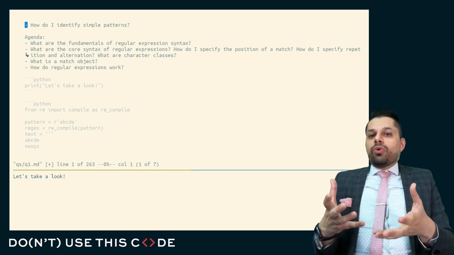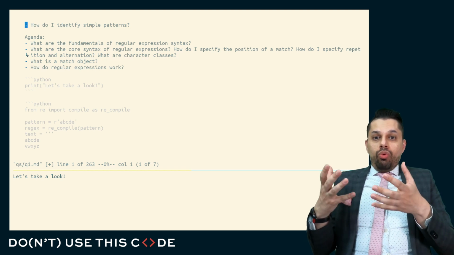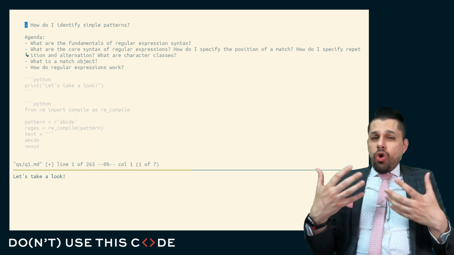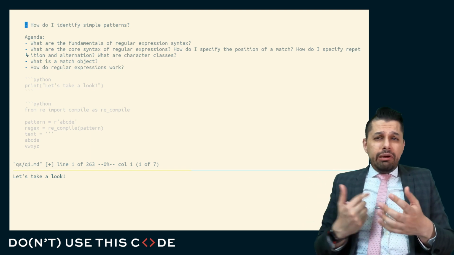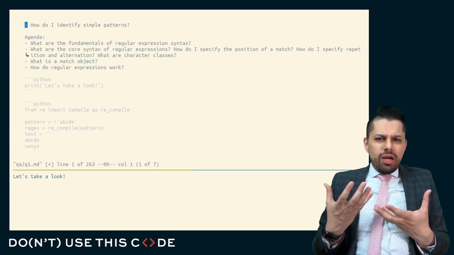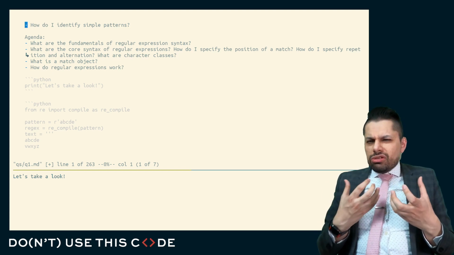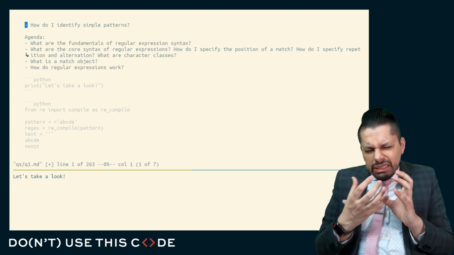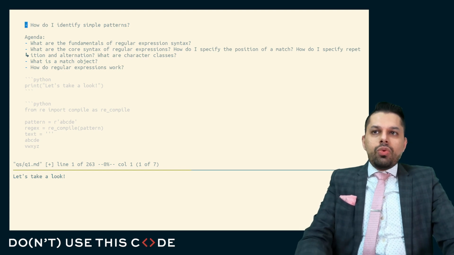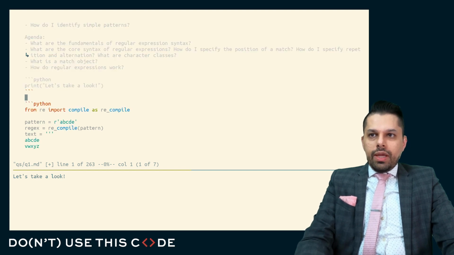How do I use that core syntax to specify alternation, to specify quantification, to specify the position of matches? What are some helpful things that I might use, like character classes and character sets? In Python specifically, what is a match object and what can I do with it? And largely, how can I build just a little bit of mechanical sympathy to understand how regular expressions work? And so why don't we take a look?